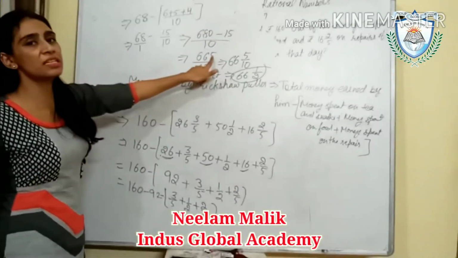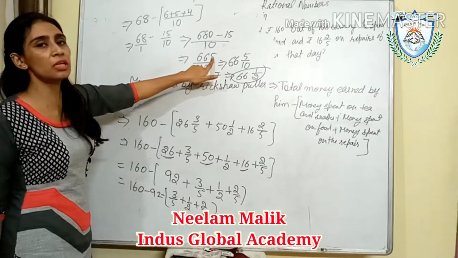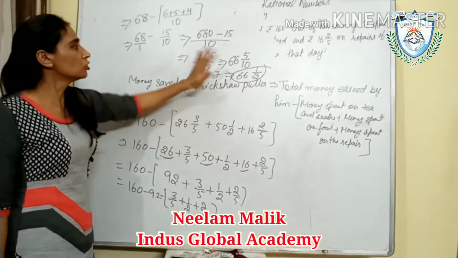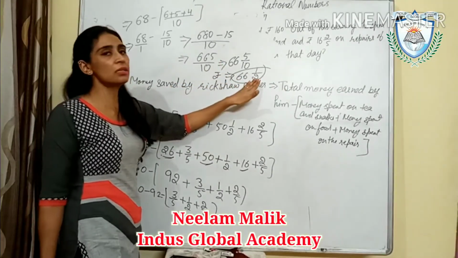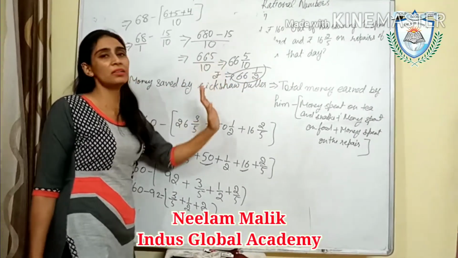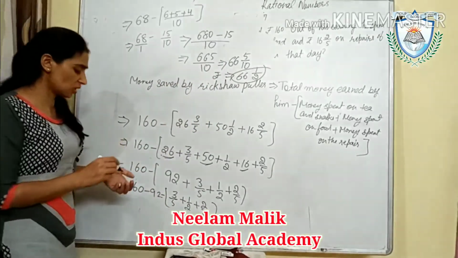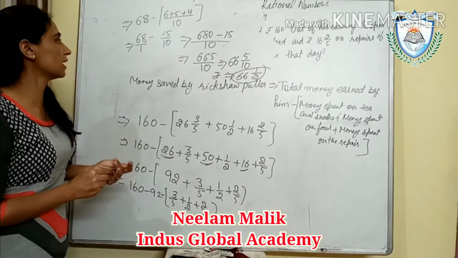Directly you can put here a decimal point, or you can divide by 10. Okay, choice is yours. Here this is in mixed fraction. If you put the point, your answer will be in decimal. Okay, so this is your answer. Now we will do the next sum.